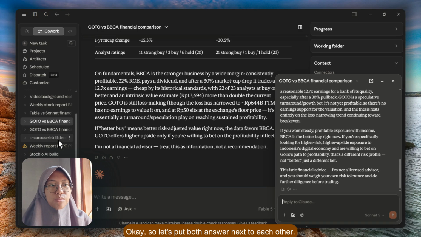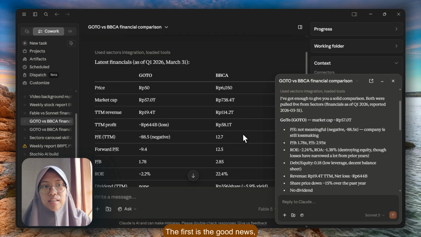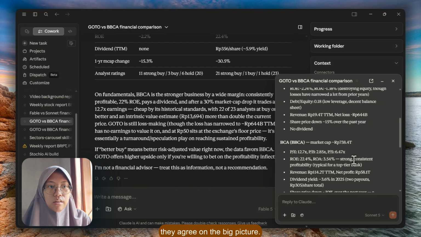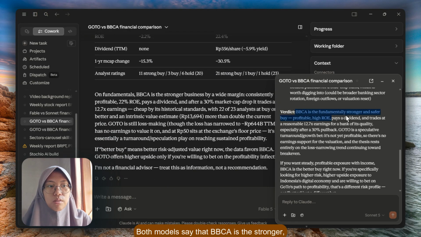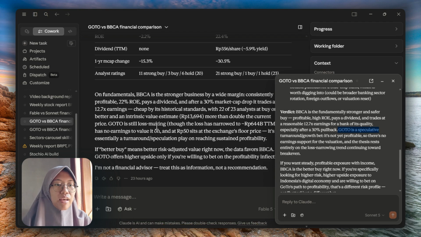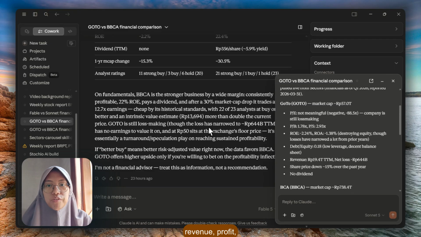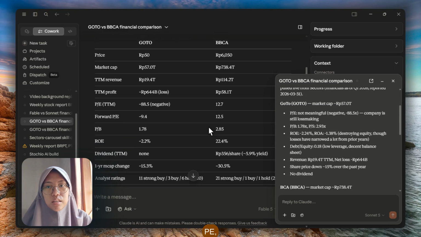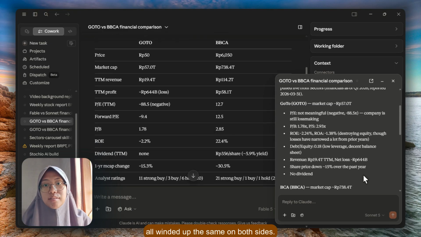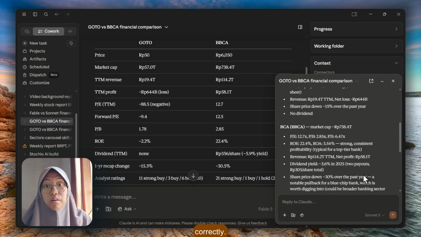Okay, so let's put both answers next to each other. The first is the good news. They agree on the big picture. Both models say that BBCA is the stronger, safer pick. Both say that GoTo is a bet on the future, not a bet on today's numbers. And almost every core number matches: market cap, revenue, profit, ROE, PE, all lined up the same on both sides. And that's a good sign. It means that both models are reading the same real data from the sector set correctly.